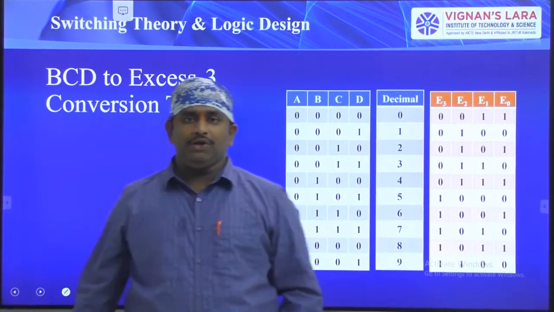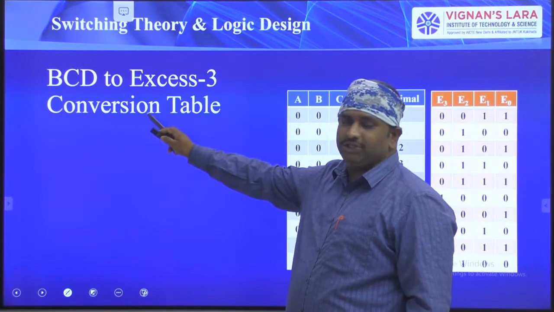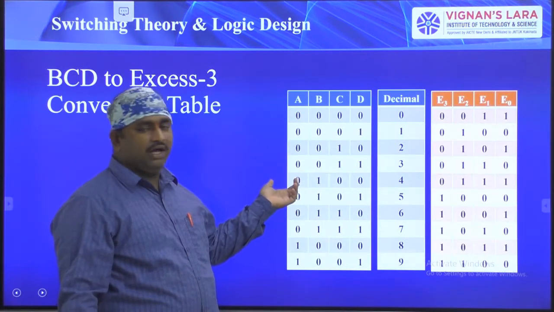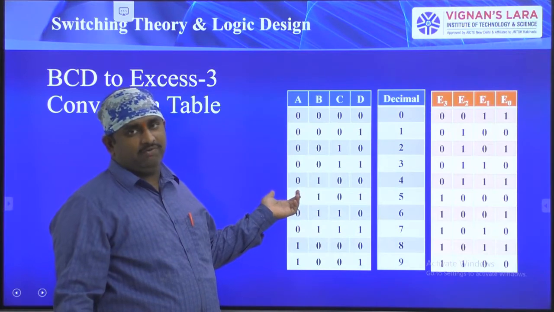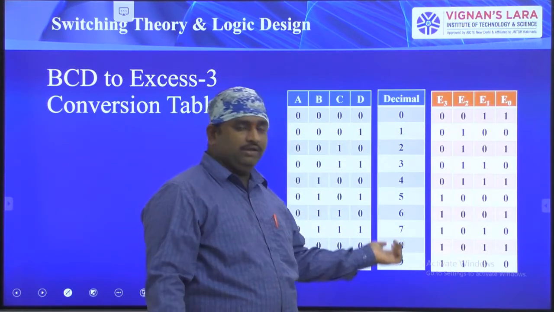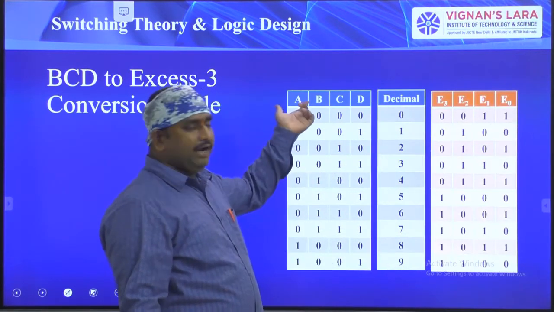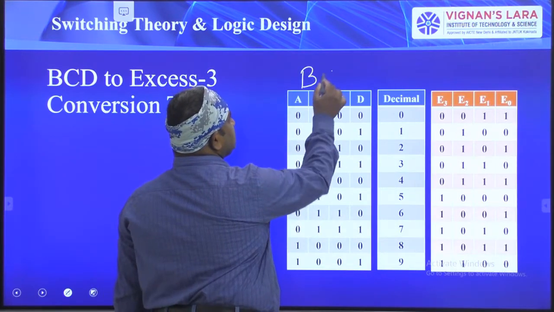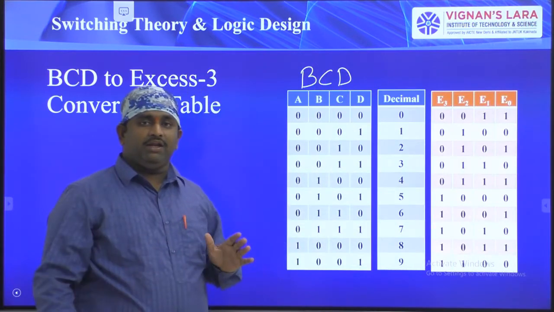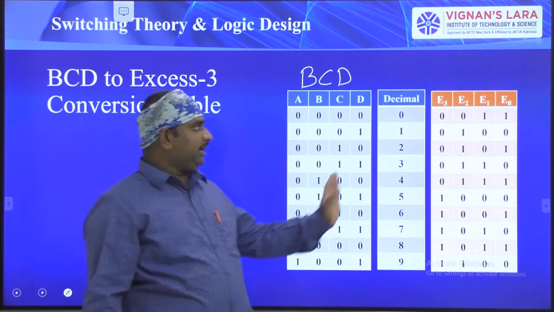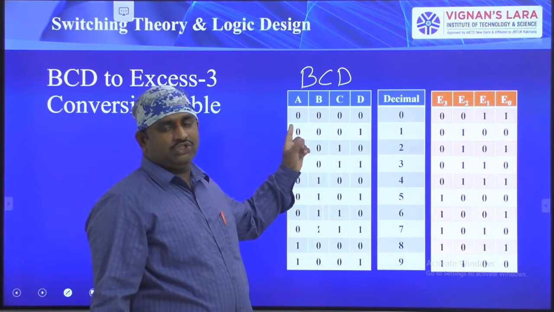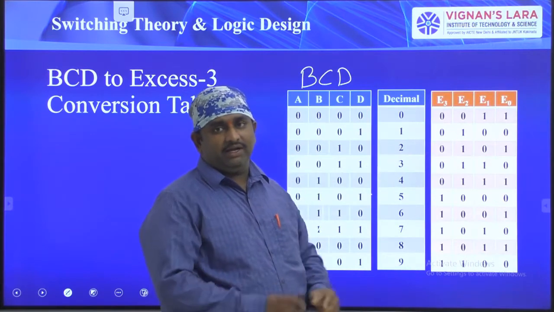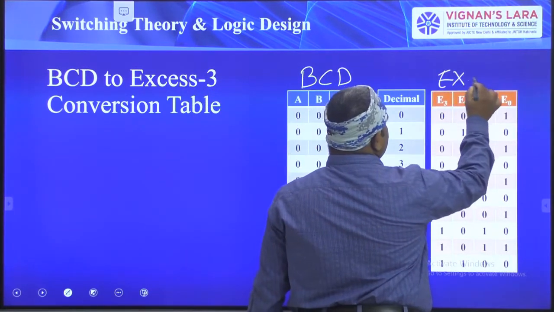Before entering into the topic, first see the BCD to XS3 conversion table. In this table we have ABCD. These are the BCD values, that is, binary coded decimal values. Actually, these are the decimal values from 0 to 9, represented in binary. So the binary coded decimal data starts from 0 and ends with 1001, that is 9. Next, we have the equivalent XS3 information.